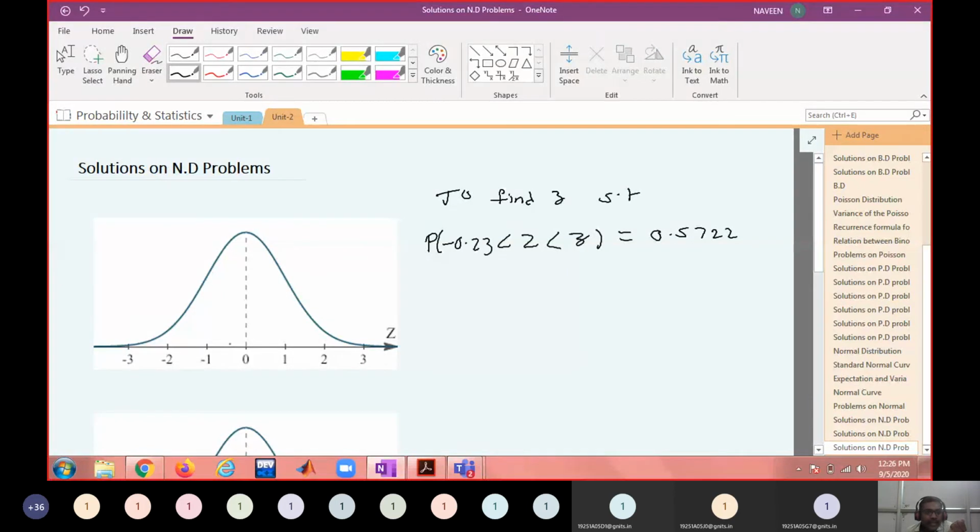Minus 0.23 is a negative value. Here this area must be 0.5722, and I can deliberately say that z will be positive, because if z is negative, the area between minus 0.23 and another negative value will be less than 0.5. Am I right? Yes, sir.